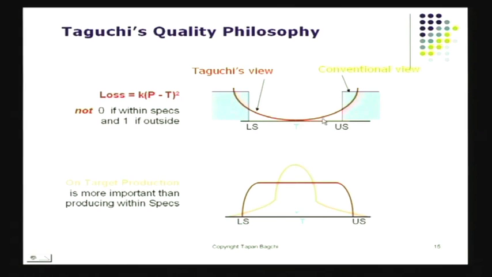The moment you deviate from the target, society is incurring a loss, and you're basically inflicting a loss on society. And that will take place even if you move away just a little bit from the target. The amount of that loss can be given by this loss function. So it is not true that loss is 0 if you are within specs, and loss suddenly becomes 1 or some large number when you just exceed the upper spec limit, for example, or fall below the lower spec limit. That is not the way we should be perceiving quality. We should really see, is it on target or is it not on target?